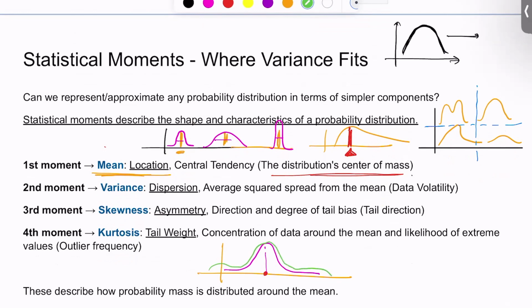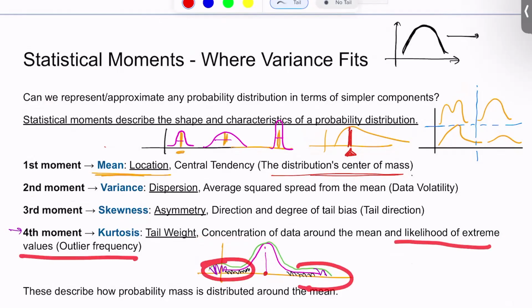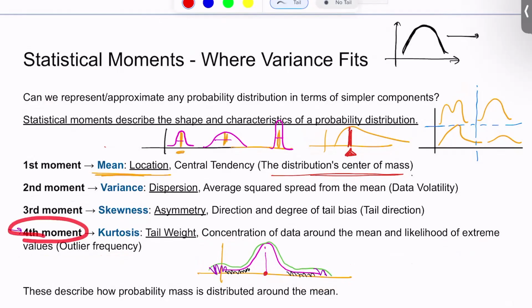So if you notice here, this part of the curve is relatively less heavy than this part of the curve. Now this is given by the fourth moment, kurtosis, and this is the concentration of data around the mean. That's also skewness, but it's also the likelihood of extreme values or the outliers that could be present. And because it's a fourth moment, we raise it to the degree of 4. Kurtosis is much more sensitive than, let's say, variance when we are trying to study the outliers in the distribution. So using these 4 moments, we can define different shapes and different characteristics of a given distribution.